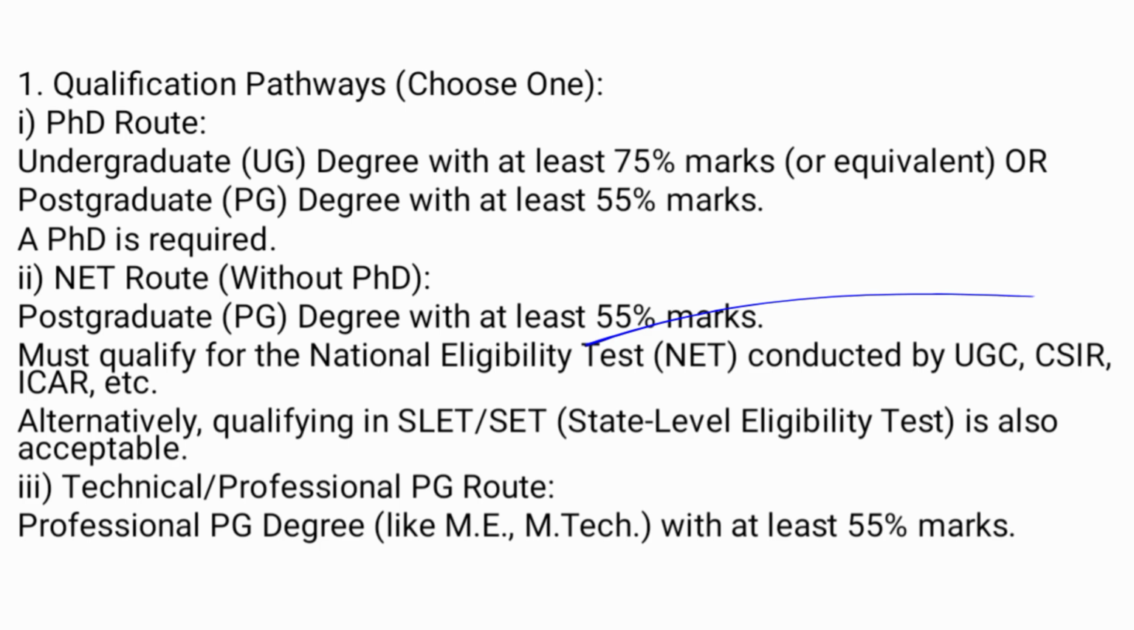So there are two ways of qualifying themselves as an assistant professor. You have to choose one. That is the PhD route. You are applying for an assistant professor as you are qualified with a PhD degree.